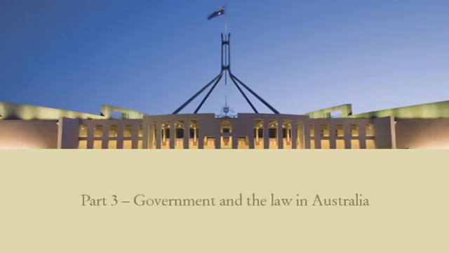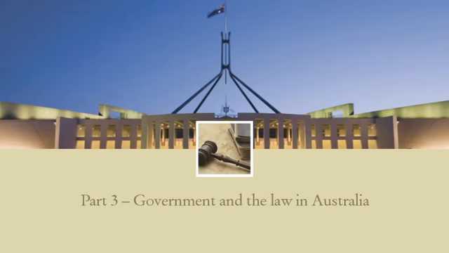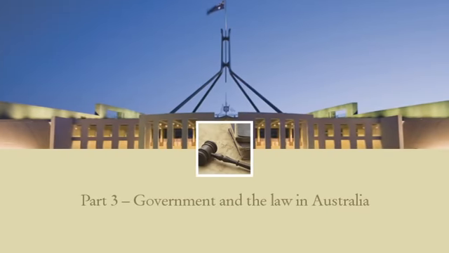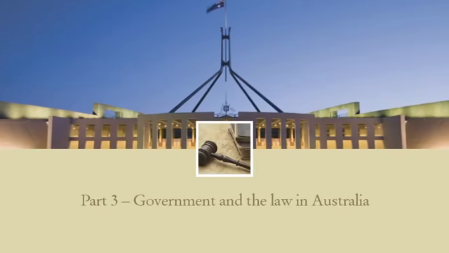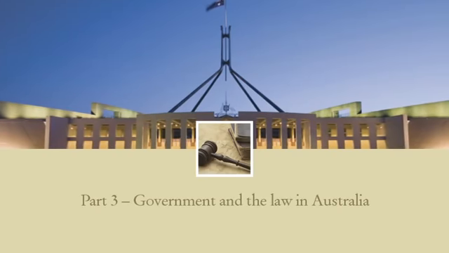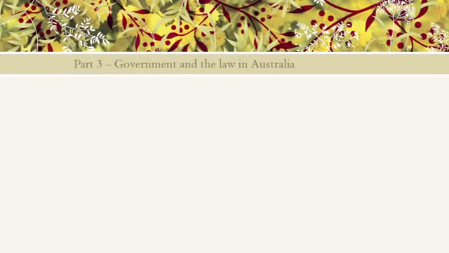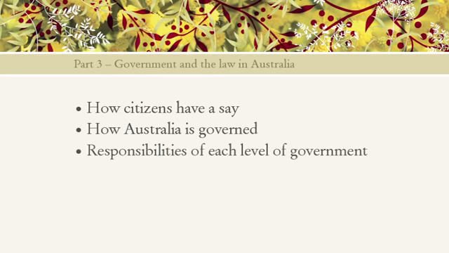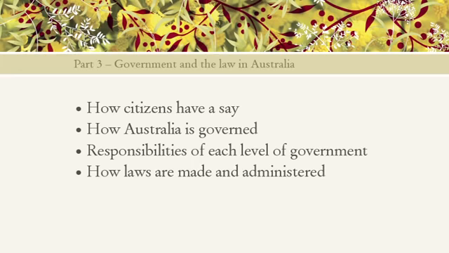Part 3. Government and the Law in Australia. At the citizenship ceremony, you pledge to uphold and obey the laws of Australia. In this section, there is information about how citizens have a say, how Australia is governed, responsibilities of each level of government, and how laws are made and administered.